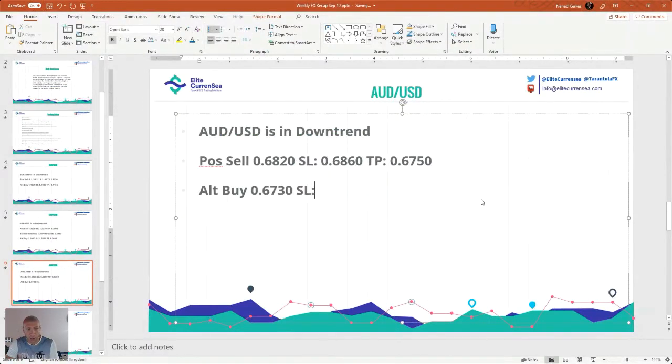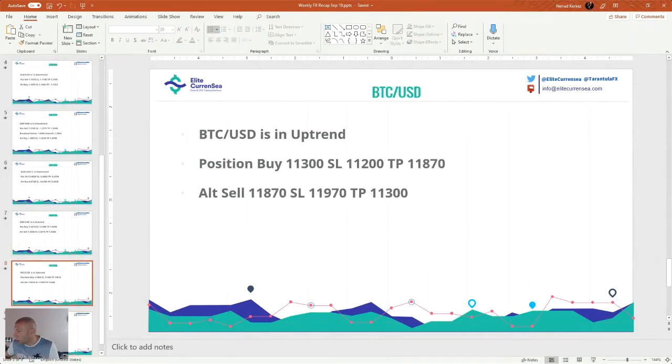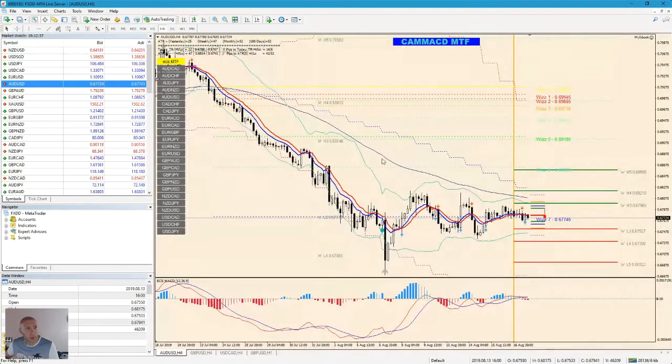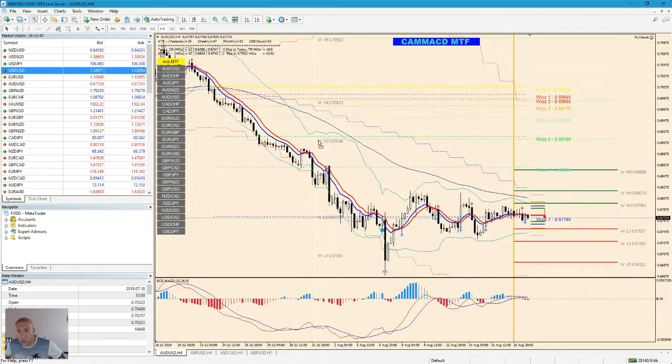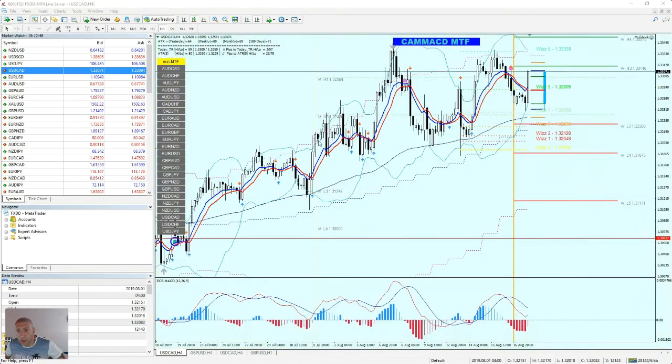Stop loss 0.6700, TP 0.6820. Now we go with the dollar CAD. Okay, dollar Singapore dollar should continue up. So I guess dollar CAD also could actually use the momentum on dollar.